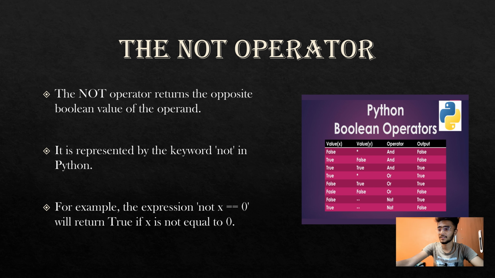Now we have the NOT operator. The NOT operator returns the opposite Boolean value of the operand. So if I enter true over here, the NOT operator will give me false. If I enter false, then I'm going to get true. Whatever input you give, the NOT operator gives the exact opposite. It is represented by the keyword not in Python. For example, the expression not x double equals 0 will return true if x is not equal to 0.